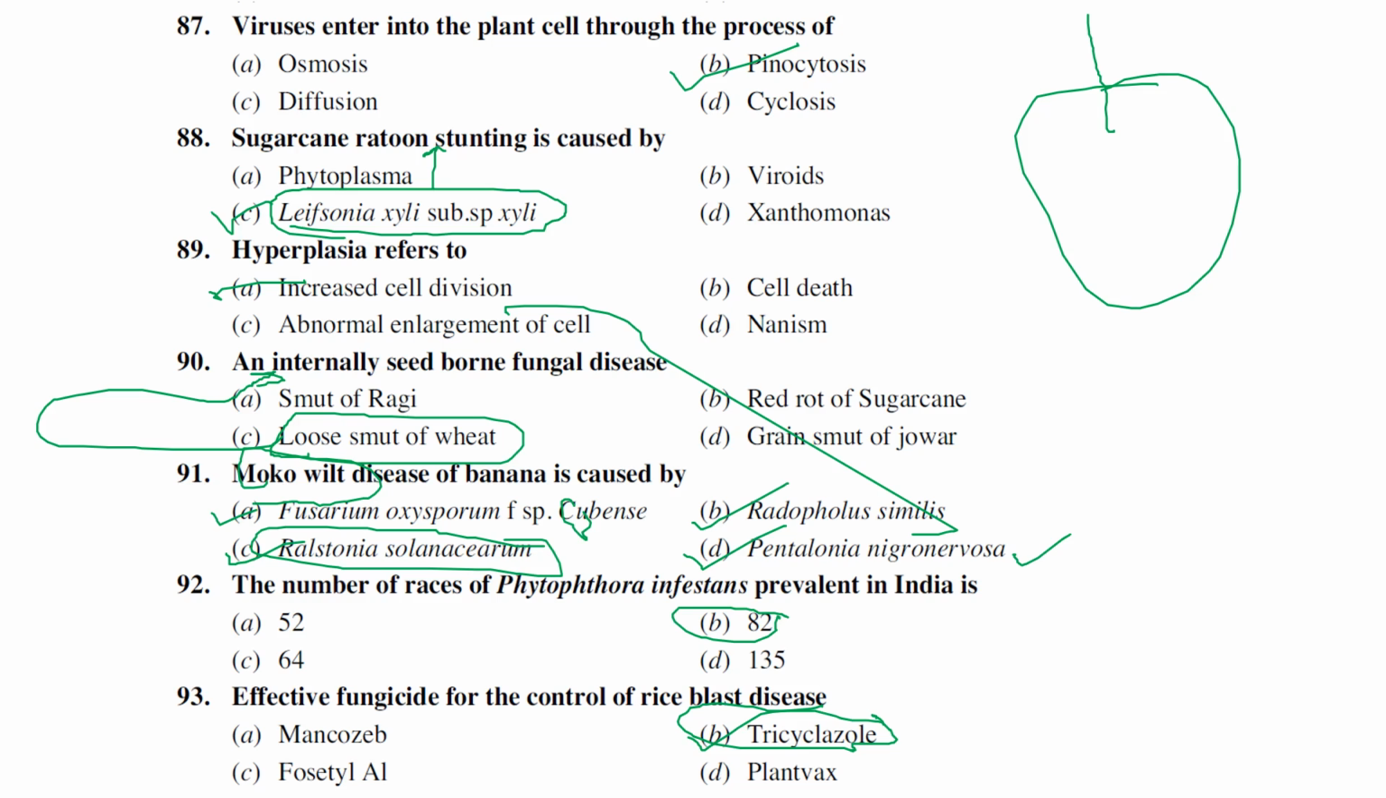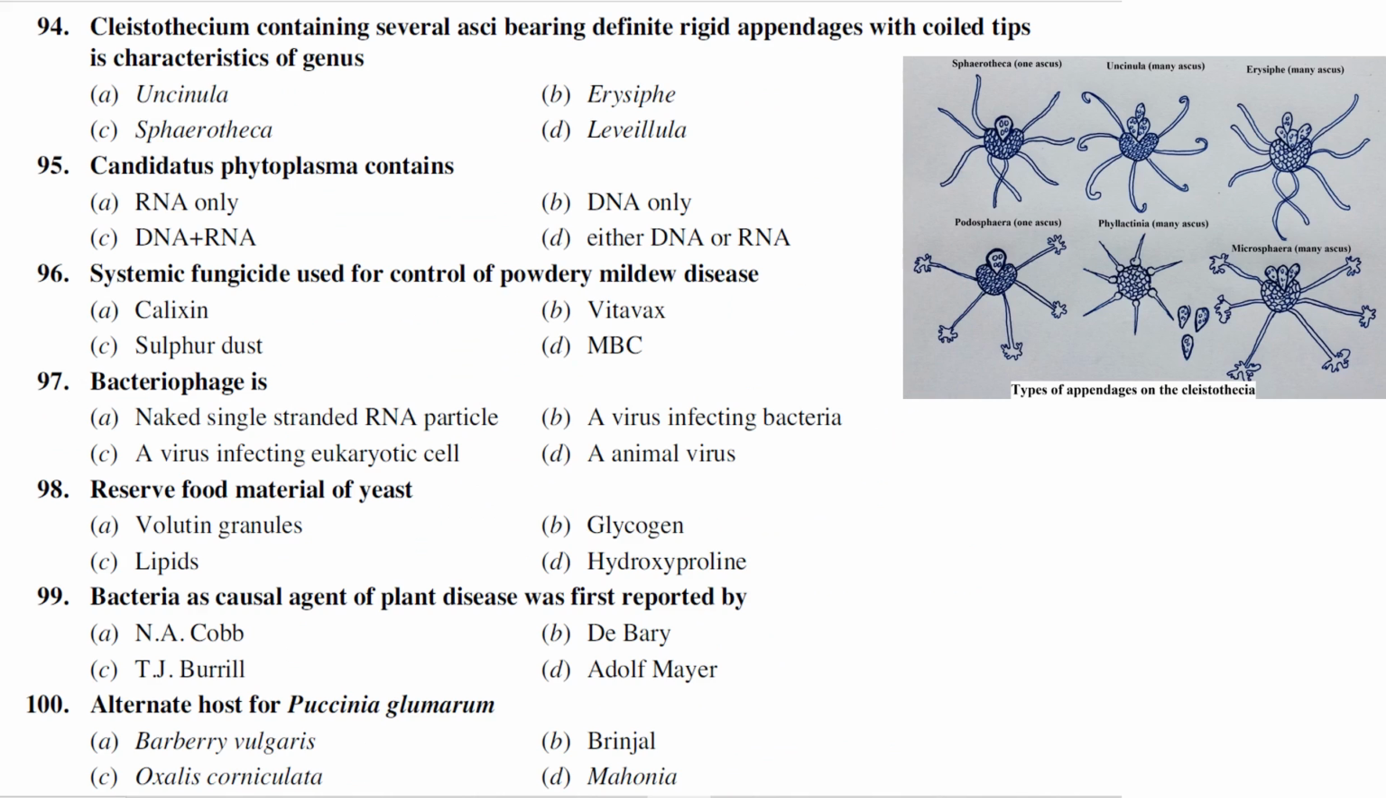But as far as the options given here, the answer is tricyclazole. The next one: Cleistothecium containing several asci bearing the defined rigid shaped appendages with coiled tips is the characteristic of A. Uncinula, B. Erysiphe, C. Sphaerotheca, and Leveillula. So here the answer is coiled itself, it is called Uncinula.